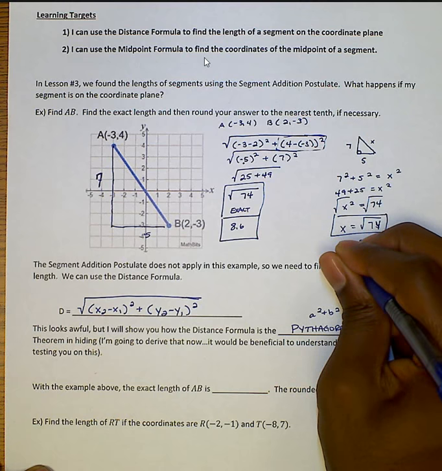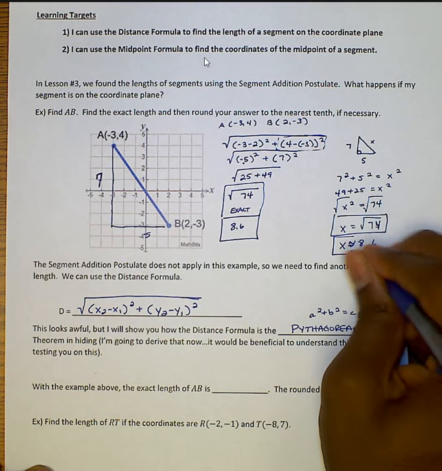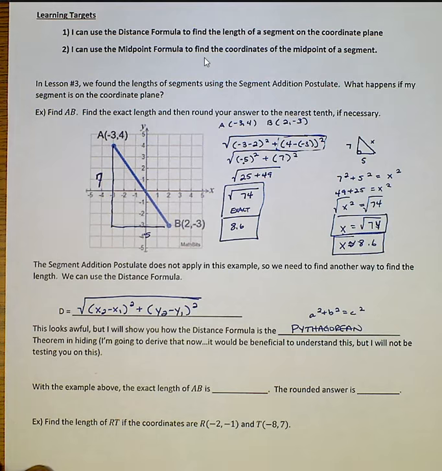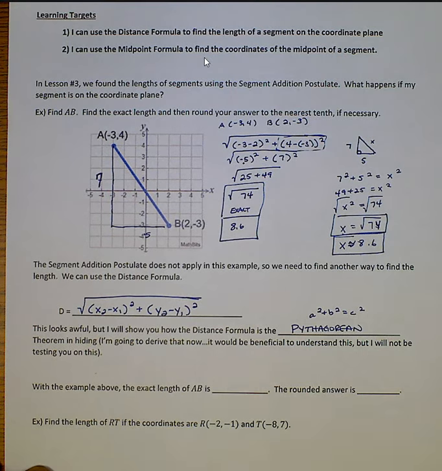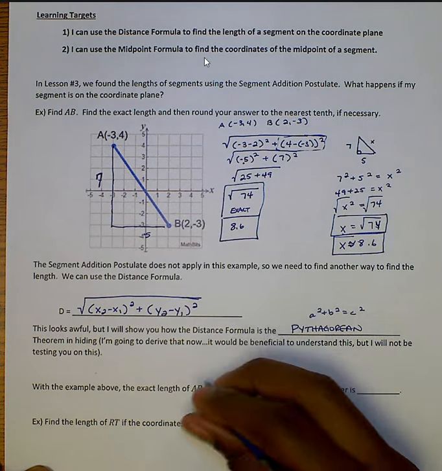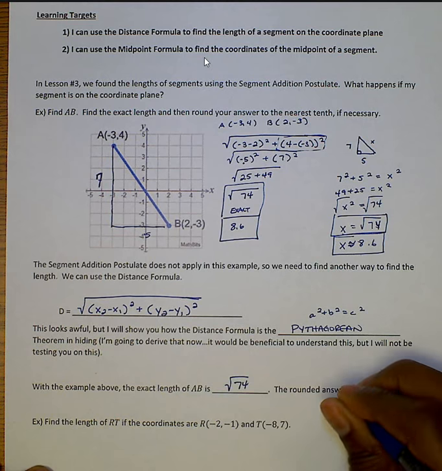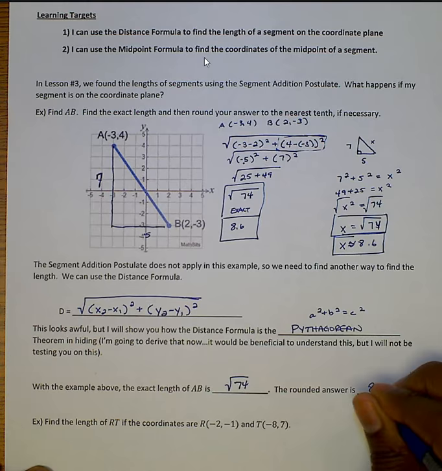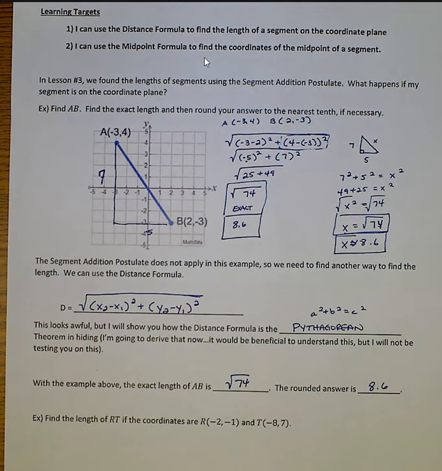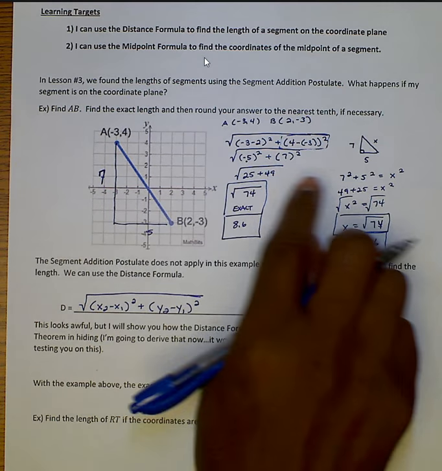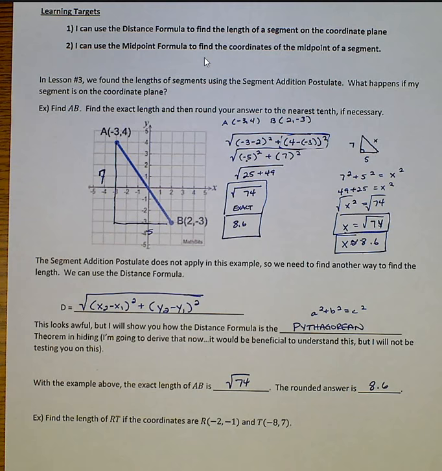I'll use my little squigglies because it's about 8.6, because we rounded it. Same thing that we found. So the exact length of AB is radical 74, rounded to the nearest tenth, 8.6. Okay, Pythagorean theorem, distance formula, really the same thing. And Pythagorean theorem is a little bit easier to remember.